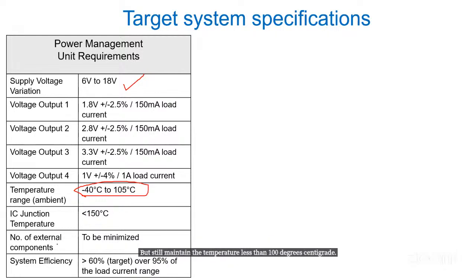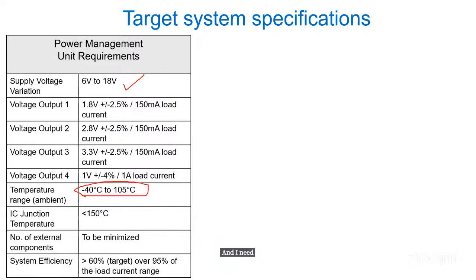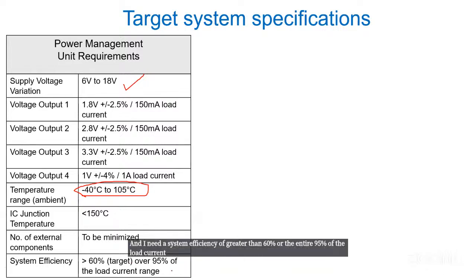And number of external components should be minimized because this is space and this is cost and also weight. And I need a system efficiency of greater than 60% over the entire 95% of the load current range. So these are my target requirements to design the system.